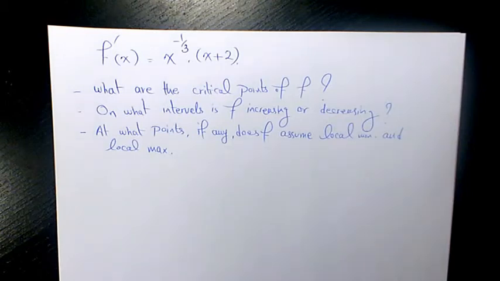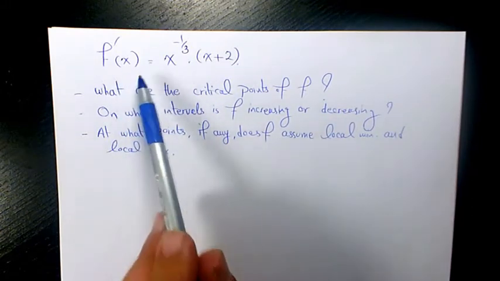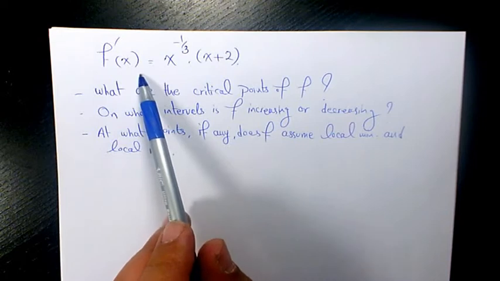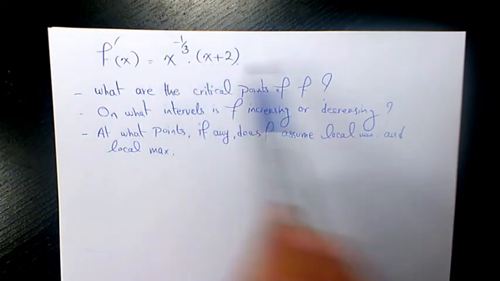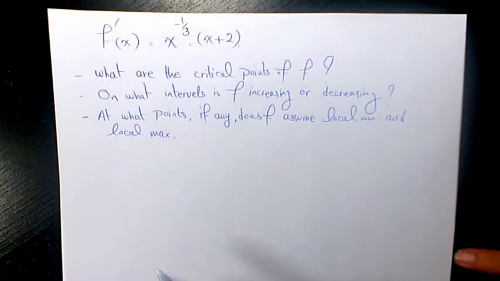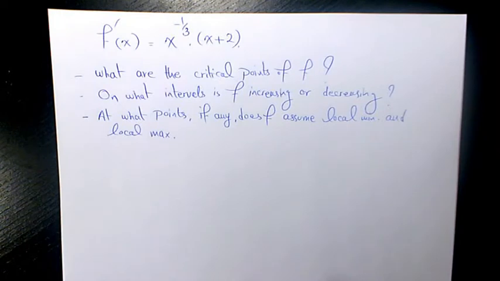Welcome to another video. In this video I want to talk about critical points, interval of increase, interval of decrease, and local minimum and local maximum. Here in this example we have f prime x, which is the first derivative of f of x, equal to x to the power of negative 1 over 3 times x plus 2. So we need to find out the critical point.